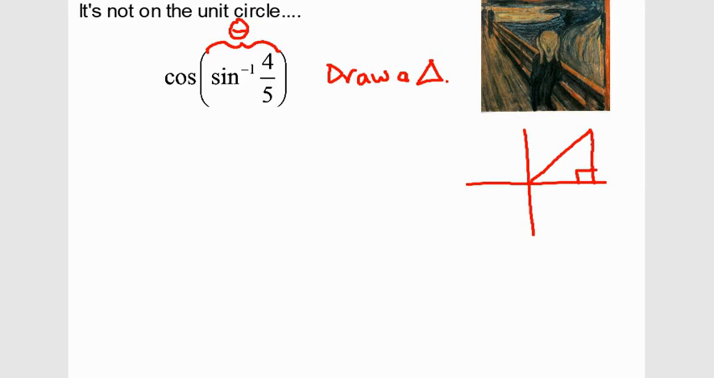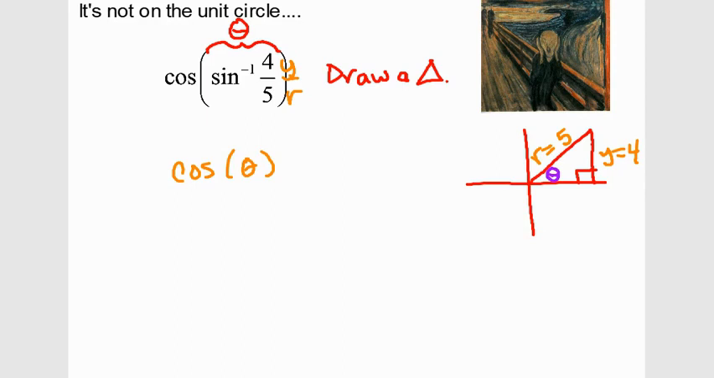And we know sine is y/r. That means my y value is 4, and my r value is 5. And we want to find the cosine of this angle theta, the angle whose sine is 4/5. Notice that we never actually have to find the angle. We can just draw the triangle for that angle, and we can use the 2 sides of a right triangle to solve for the third side so that we can get any of the 6 trig functions they ask for.